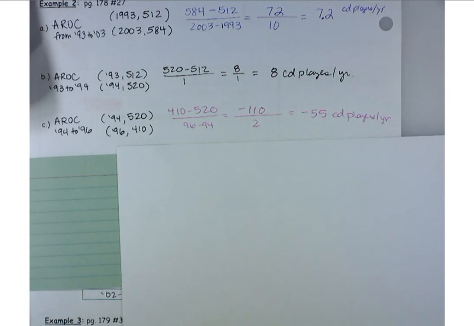So the average rate of change between 94 and 96 was actually a decrease, right? Okay, so it went down 55 CD players per year.